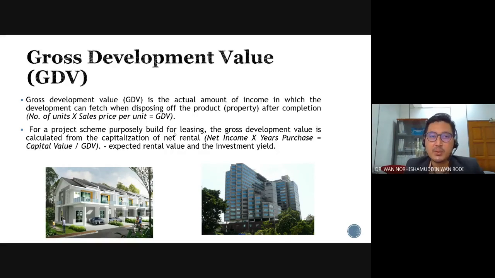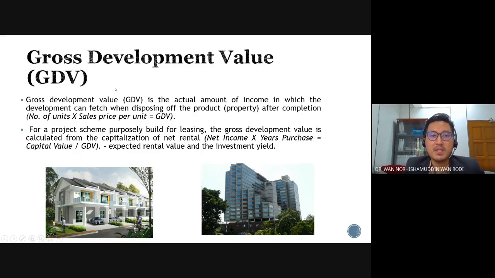So in simple terms, we can estimate the GDV in two forms. First, from the sales of the development project. So how do we calculate the GDV from sales? It is by outright multiplying the total number of units and also the pricing for each unit of the property that we are going to sell after the project is completed. So if you refer to this slide, number of units times sales price per unit, and then we can simply estimate the total gross development value of the property.